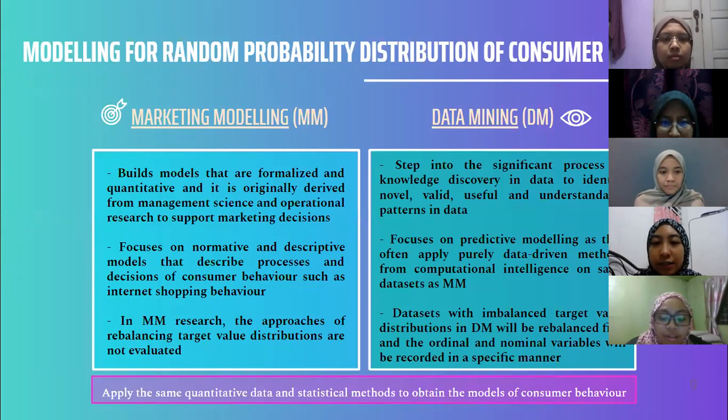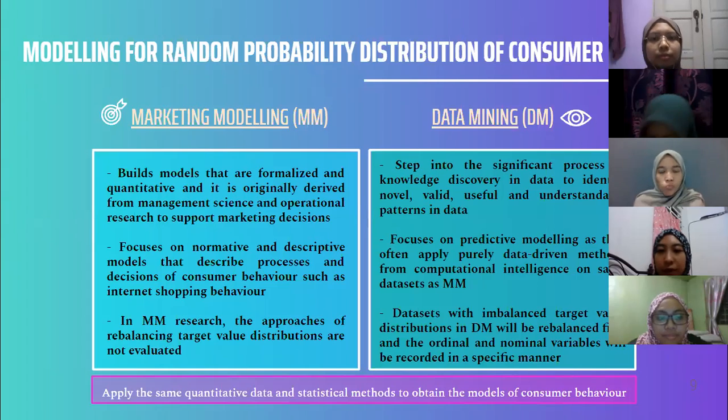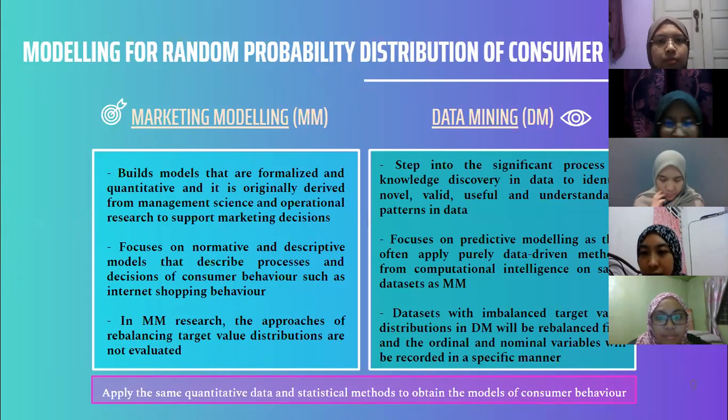Okay, so in this research, two domains that are modeling for random probability distribution of consumer behavior are marketing modeling and data mining. For marketing modeling, they build models that are formalized and quantitative, originally derived from management science and operational research to support their marketing decisions, while data mining steps into the significant process of knowledge discovery in data to identify novel, valid, useful, and understandable patterns in data.